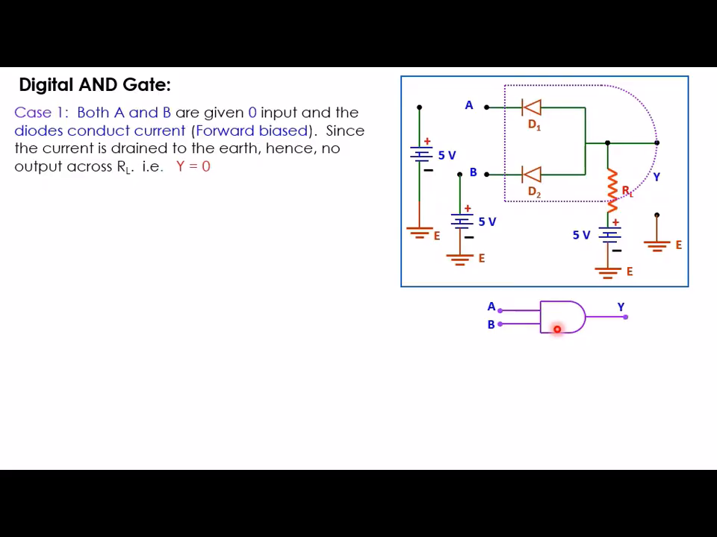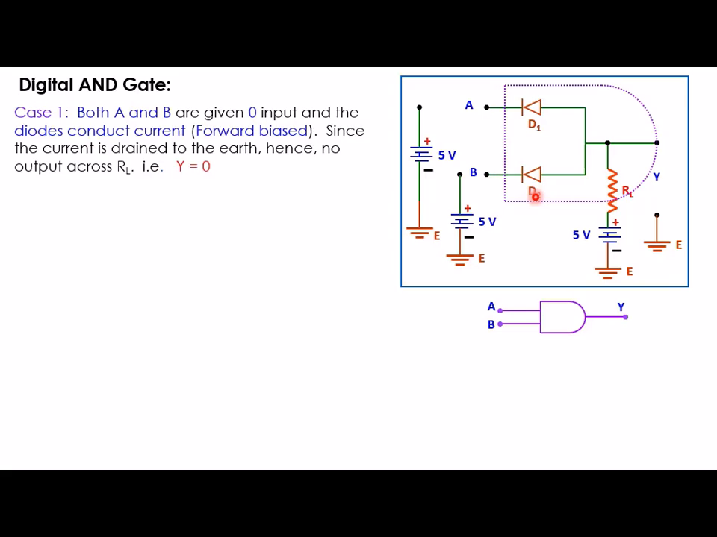Now let us discuss the cases. In case 1, both A and B are given 0 input. If both A and B are given 0 input, then diodes D1 and D2 both will be forward biased. Why? Because the positive terminals of these diodes D1 and D2 are supplied with a high potential, plus 5V, and the negative terminals are given 0V. That means both the diodes D1 and D2 will be forward biased.